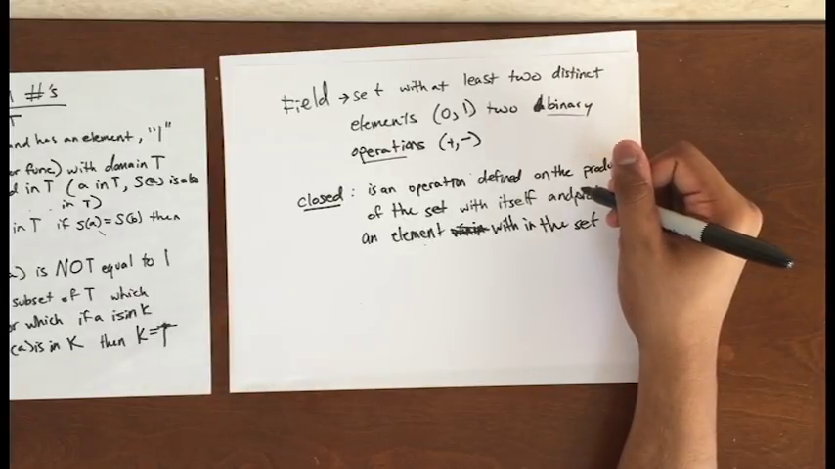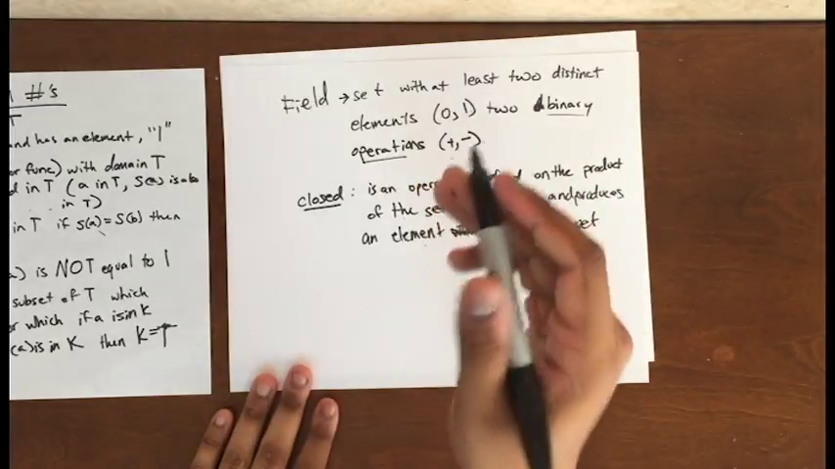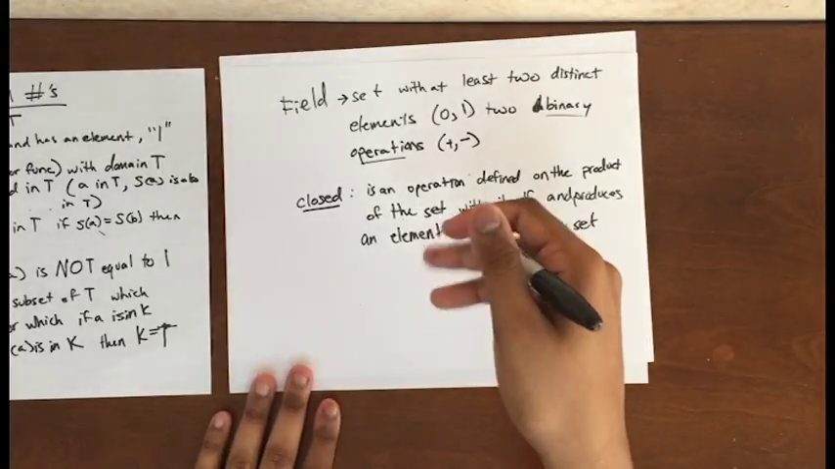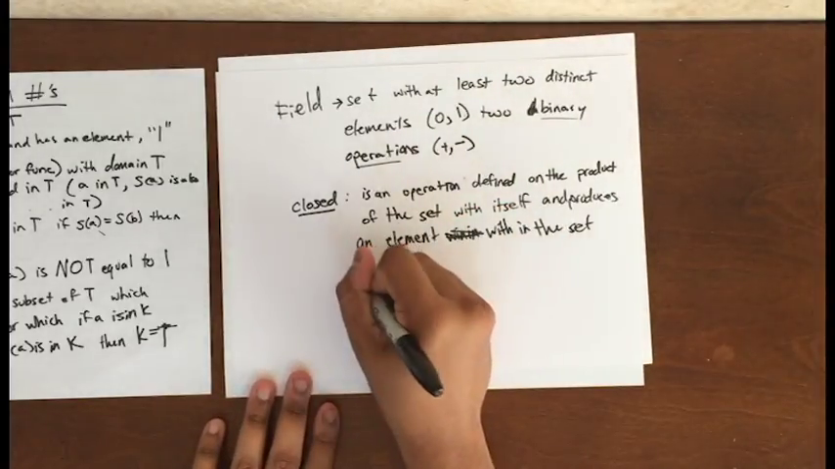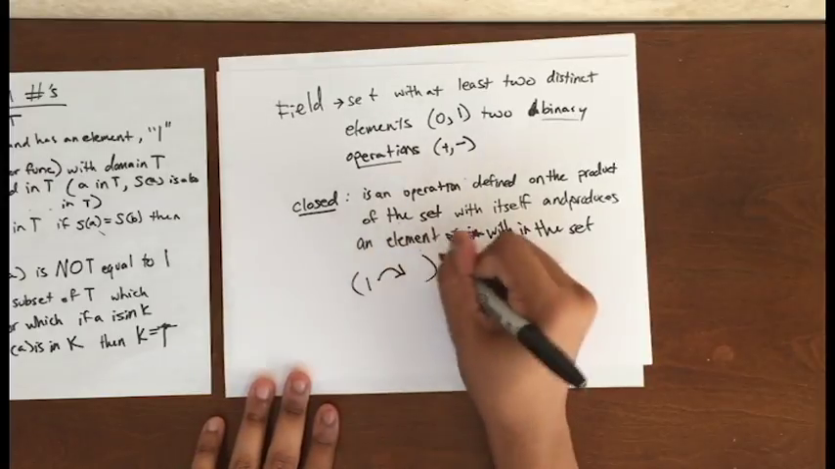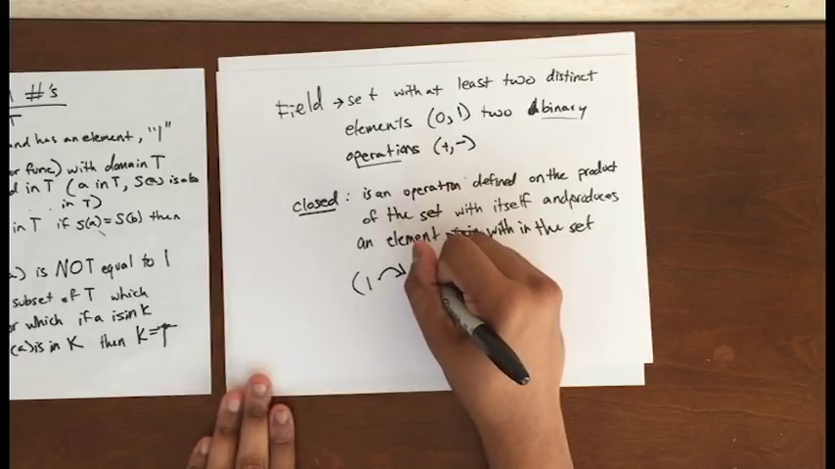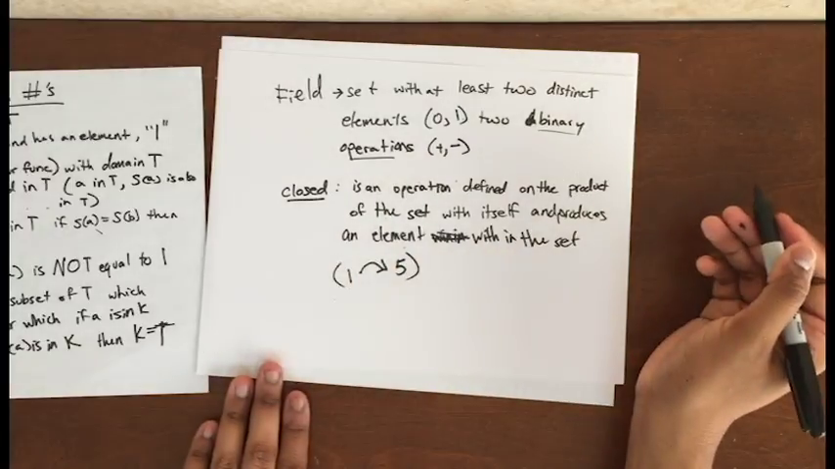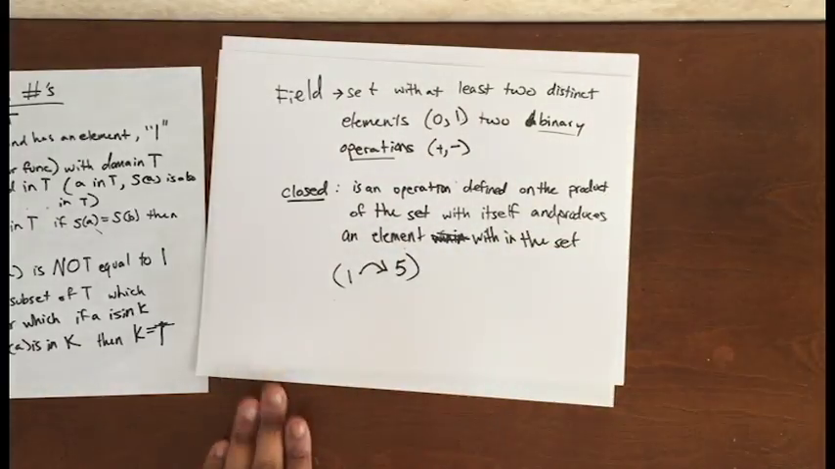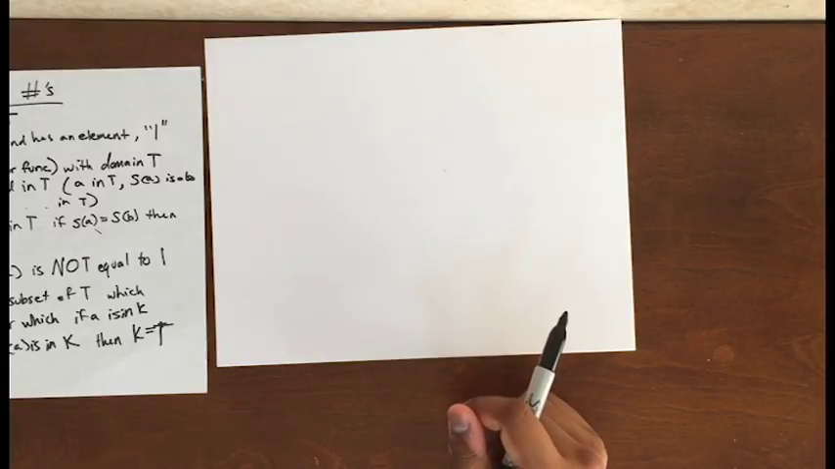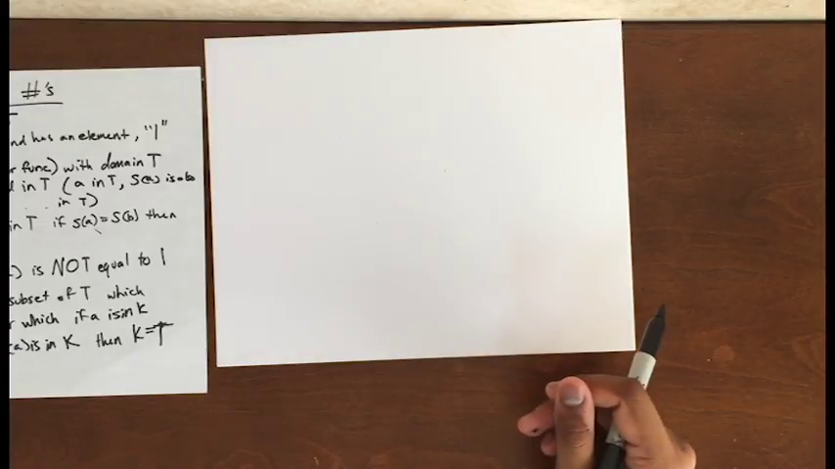Okay? So what we're saying is that anytime we apply the operation to the set, we create an element that is still inside the set. So we're not leaving the bounds of our set. So if we have the number 1, we apply our operation, and if we get the number 5, for example, we're still in our bound of natural numbers. Okay? So that's what we mean when we say closed. It has to at least have 2 of those. And that would be what a field is.